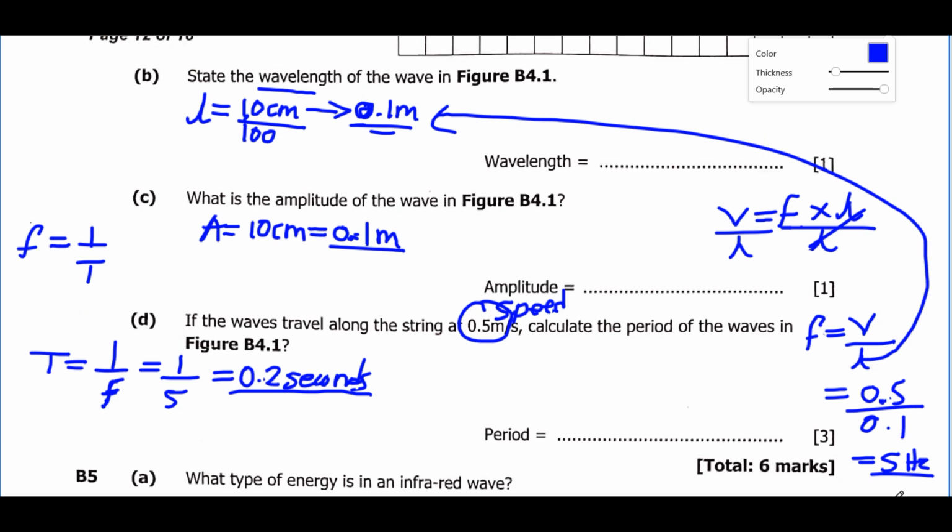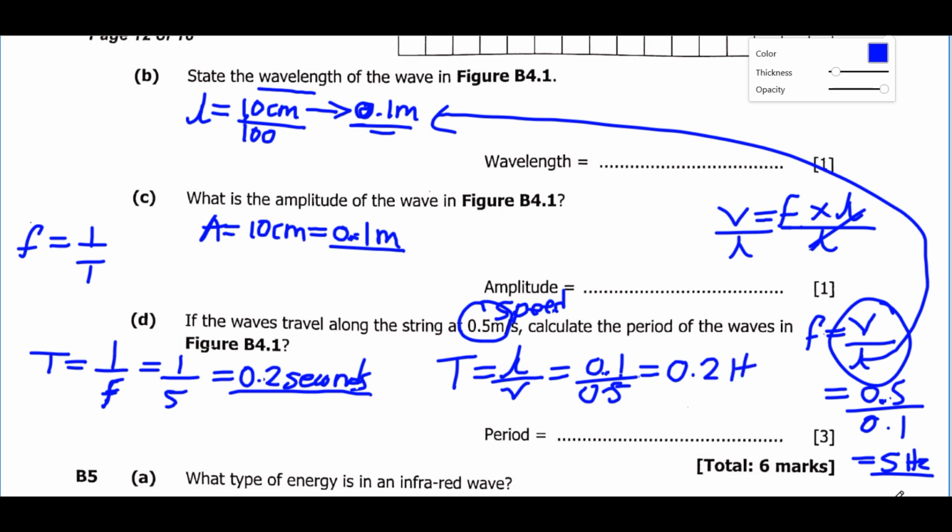And we can still also find the same period by just reciprocating this. So the reciprocal of frequency is lambda over speed. Lambda is 0.1 over 0.5. So if you divide these two numbers, you still get 0.2 seconds. So this will still work out.